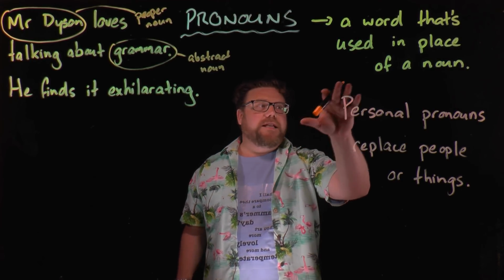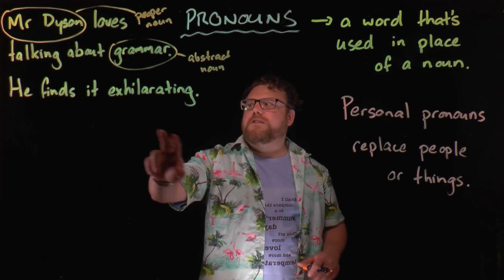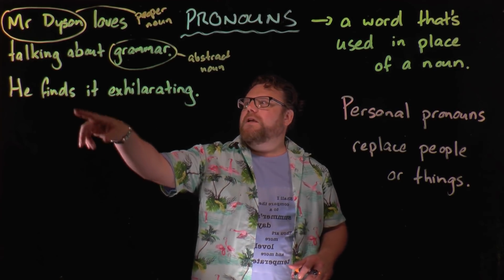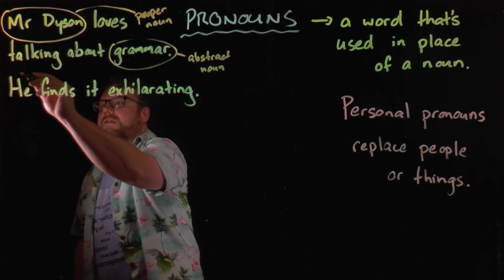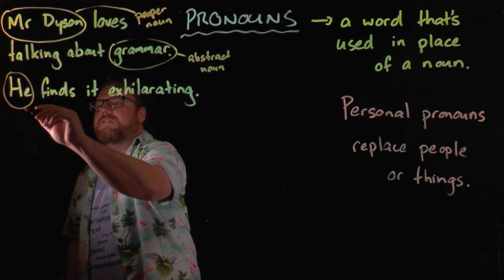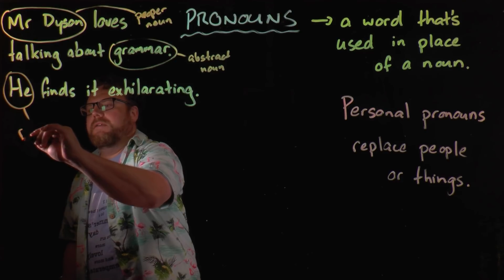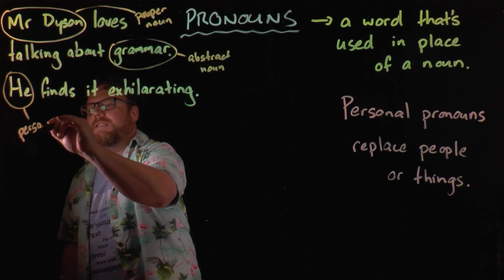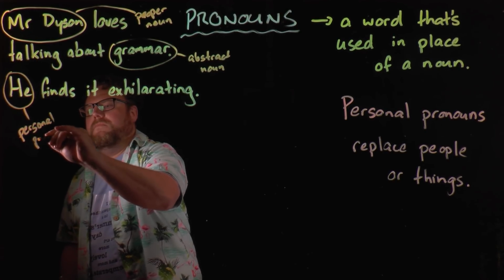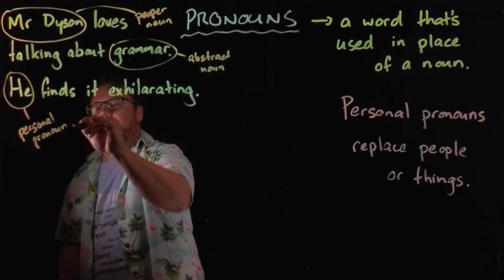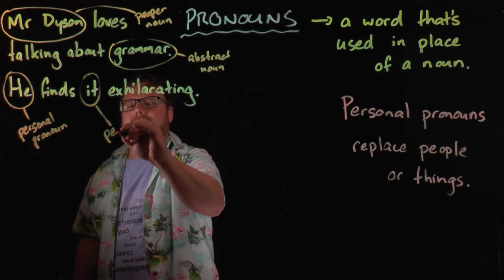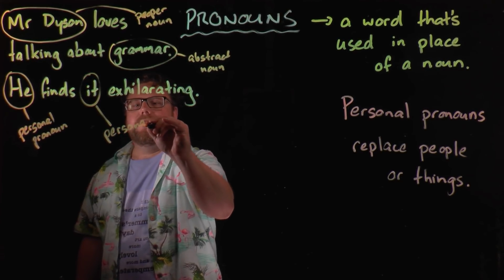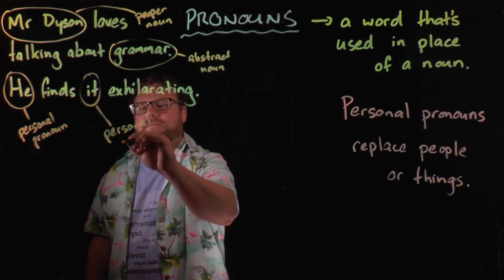And so because they're nouns, then we can use pronouns to replace them. So in this case, we've got the personal pronoun he, and that is replacing Mr. Dyson. And then we've got another personal pronoun, it, to replace talking about grammar.